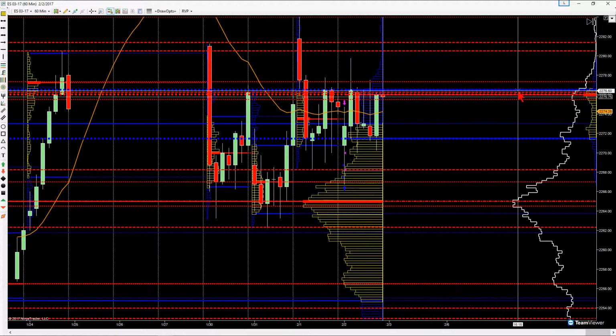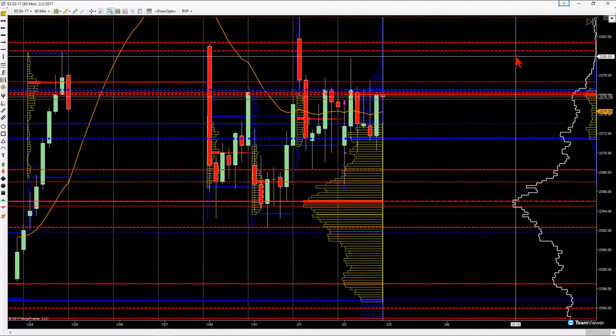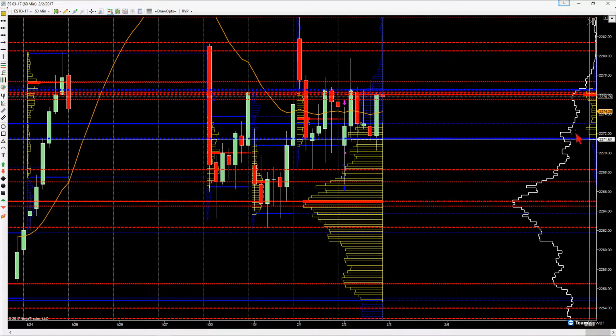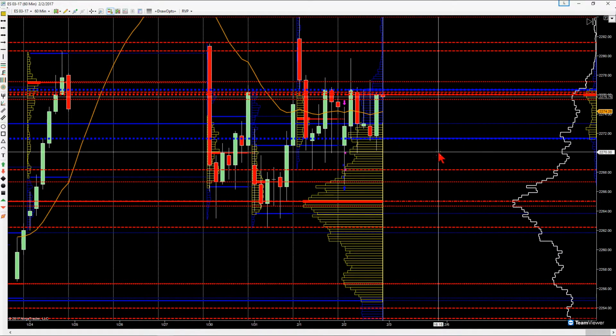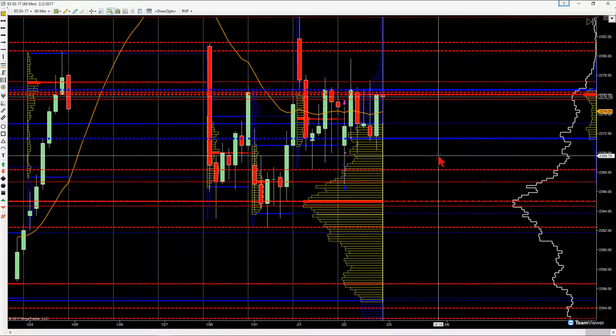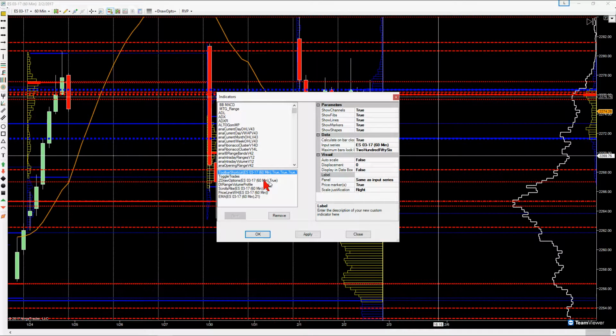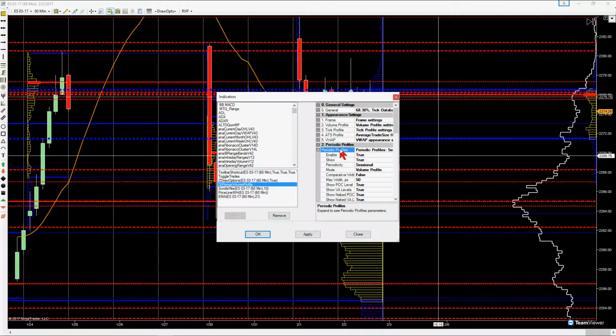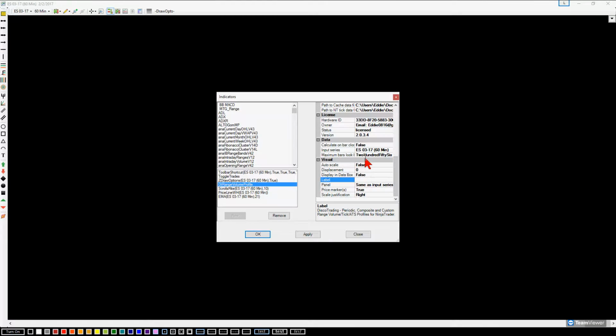Closed at the VPOC, very close, or I should say closer to high of day than low of day. Definitely skewed upwards. We do have what looks to be, I'm going to make these a little bigger, give us a little bit better view of those volume profiles.